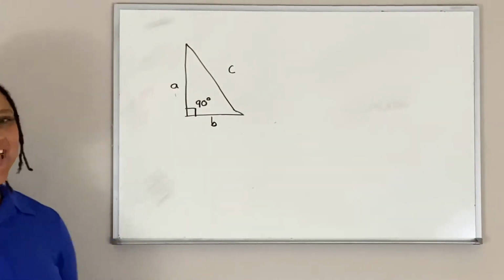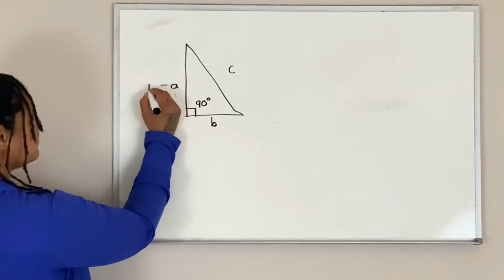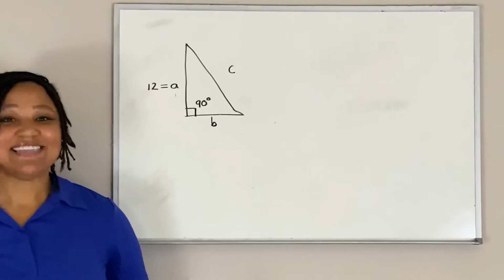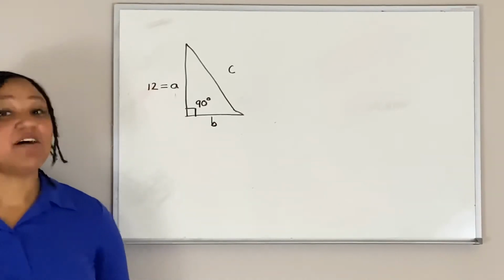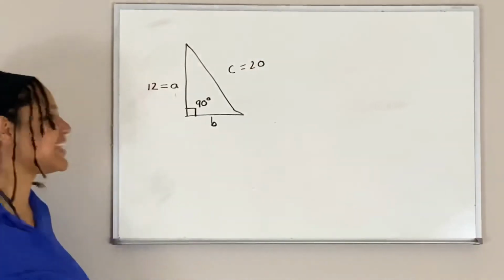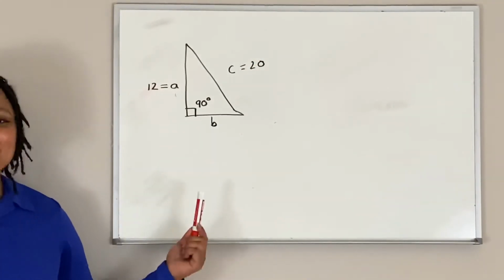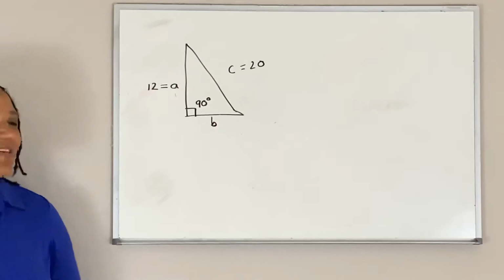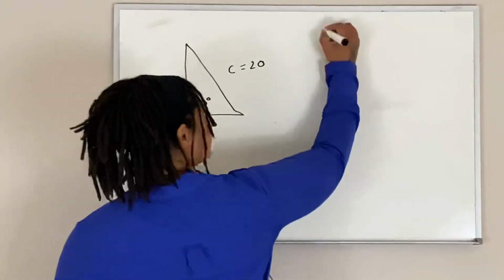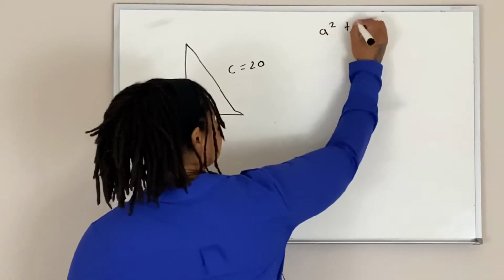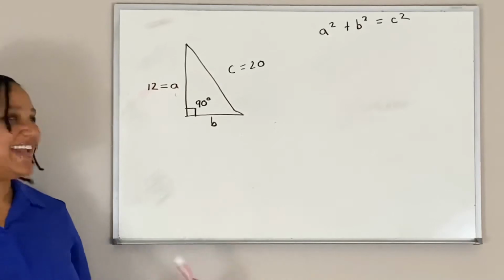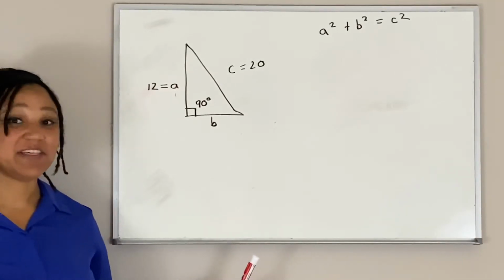So let side A be a length of 12. And let side C be a length of 20. And we want to find the length of side B. So I'm going to go ahead and write the formula out like we did before. A squared plus B squared is equal to C squared. And I'm going to go ahead and fill in the pieces of information that are given.